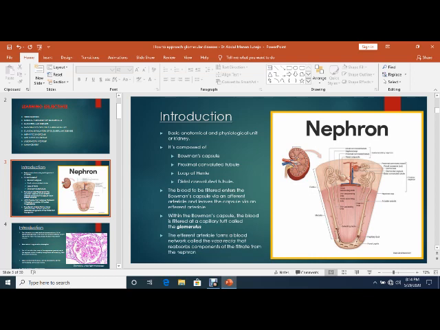So what is the glomerulus? Basically, glomerulus is the tuft of the capillaries. The efferent arteriole forms a blood network called the vasa recta that reabsorbs components of the filtrate from the nephron.